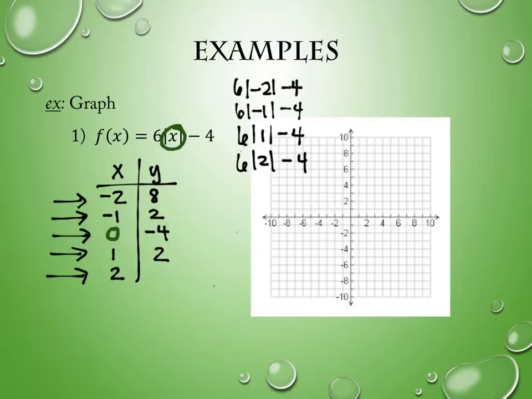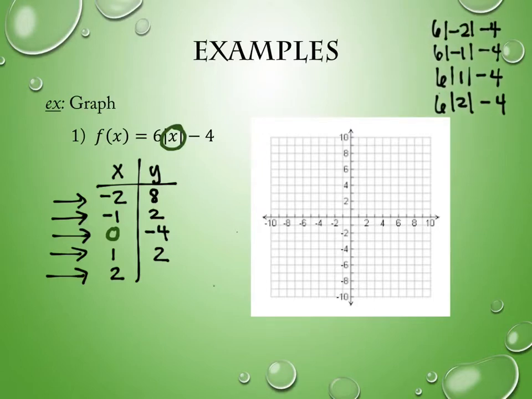And we're going to plot them. So as I plot these points, -2, 8, -1, 2. I had, oh, I didn't get it written down, did I? 0, -4. 1, 2, and 2, 8.